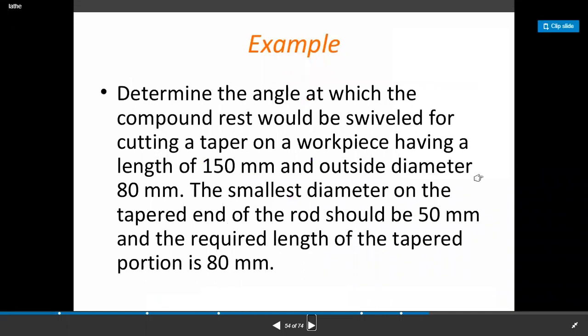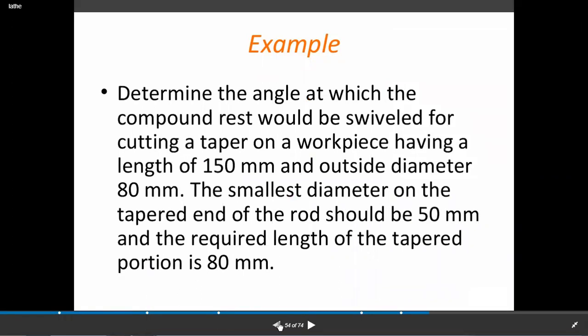Now we'll go to the next part. So next example, just a minute, we'll just read that example first of all.